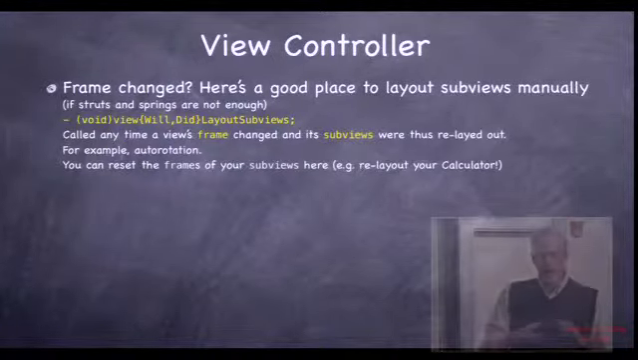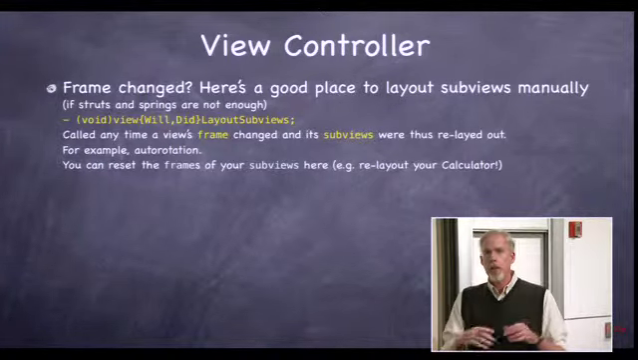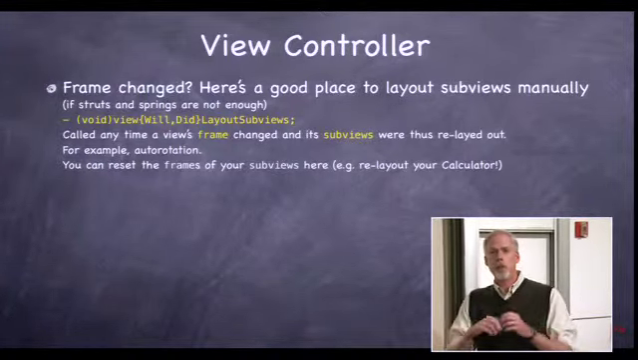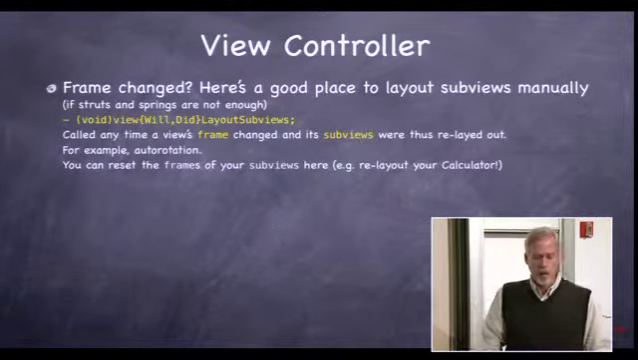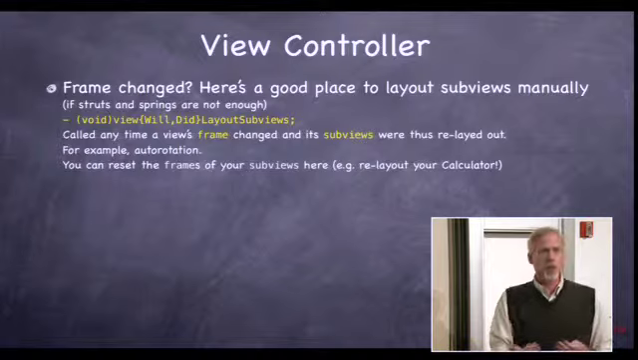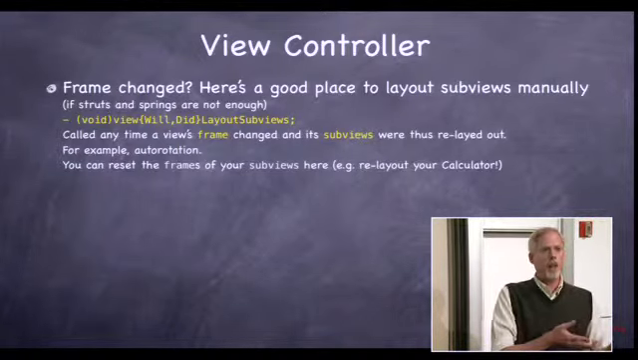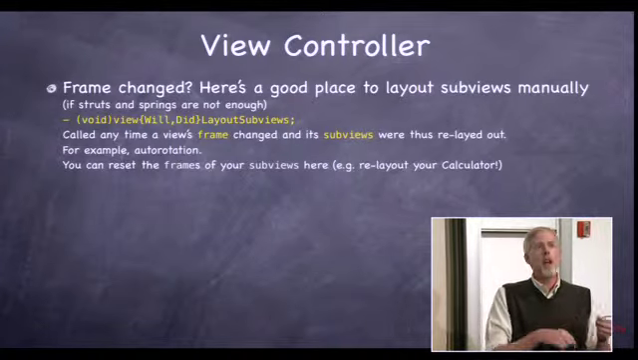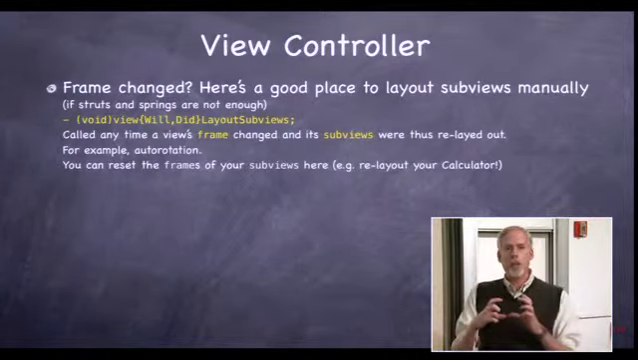Another nice thing in the life cycle is the frame has changed, okay? So this happens, for example, when you do auto rotation. The frame of your view changes, okay? And we saw that we handled this mostly with struts and springs. But what if the struts and springs just aren't good enough, like your calculator's layout? There's no way you can do struts and springs and make your calculator lay out in landscape automatically.